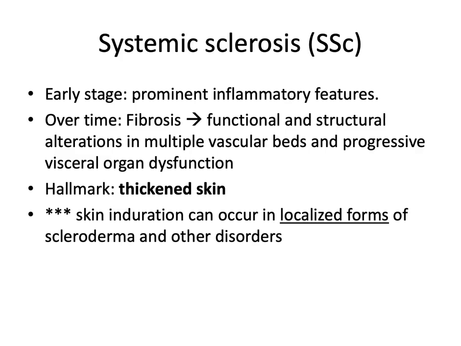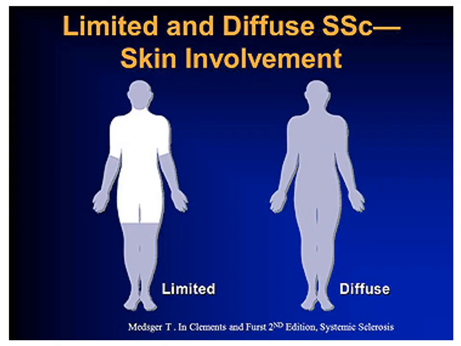The early stage of systemic sclerosis is associated with prominent inflammatory features. Over time, the fibrotic phase predominates, which leads to functional and structural alterations in multiple vascular beds and progressive visceral organ dysfunction. Thickening of the skin is the hallmark of systemic sclerosis, which can also occur in localized forms of scleroderma and other disorders. Scleroderma is further divided into two types, the limited and the diffuse scleroderma, which is based on the pattern of skin involvement, clinical and laboratory features, and its natural history.